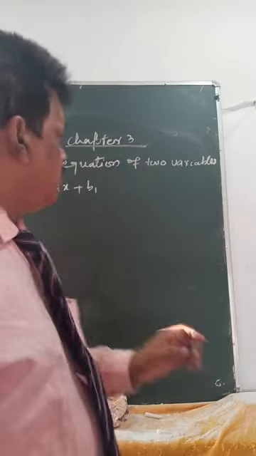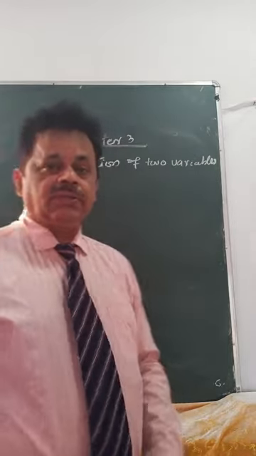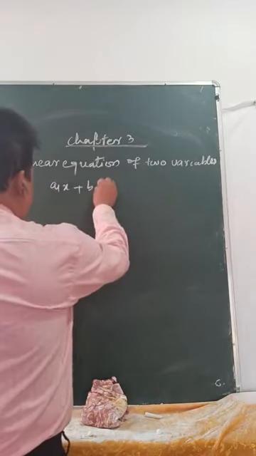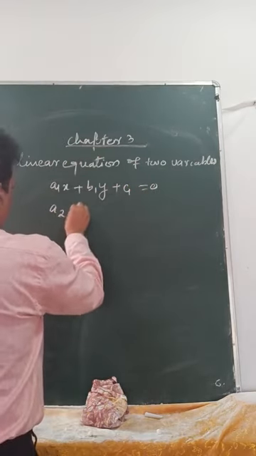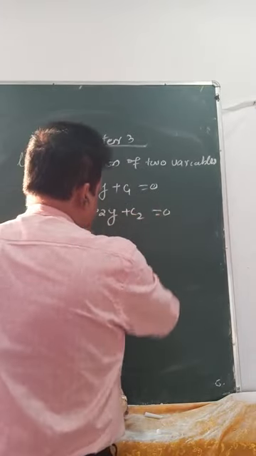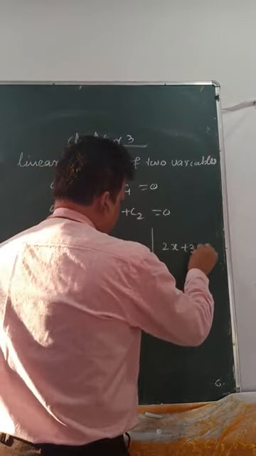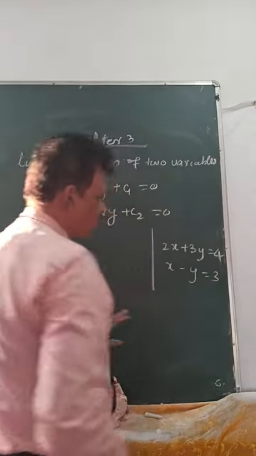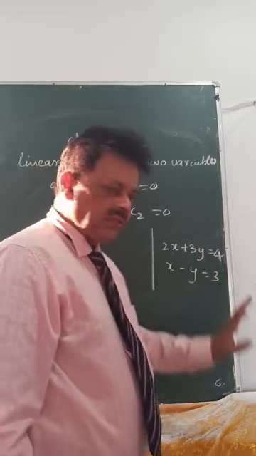Today we'll discuss the linear equation of two variables. Suppose the equations are a1x plus b1y plus c1 equals 0, a2x plus b2y plus c2 equals 0. Two equations. Just imagine like 2x plus 3y equals 4 or x minus y equals 3, like this. So there are two variables x and y. We are given two equations.